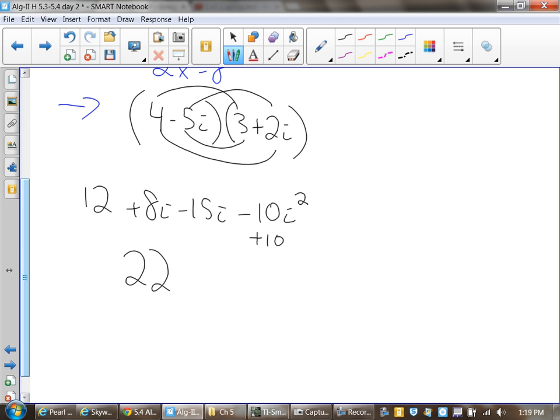8 minus 15? Negative 7. Minus 7. Negative 7i. The only thing you have to pay close attention to when you're working with i values as you're multiplying out is you gotta remember that i squared is always negative 1. So always, when you're multiplying out, in your last step, rewrite whatever that is, whether it's plus 10 or if it was minus 9.